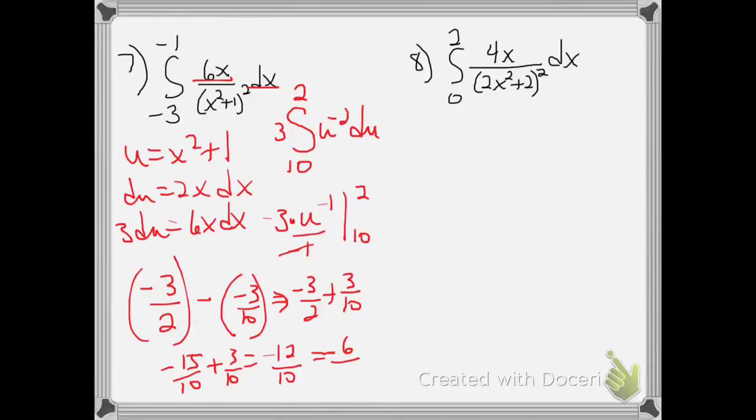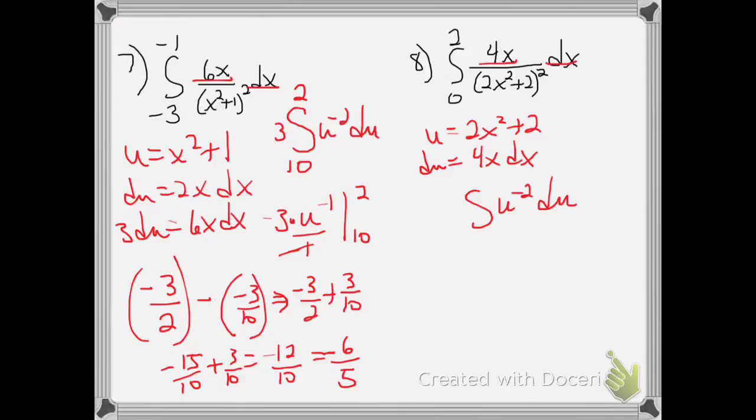And the last one, 8, I'm going to let u be 2x squared plus 2. So du will equal 4x dx. Complete match, I'm good to go. So 1 over u squared, so I'm basically integrating u to the negative 2 du. Plug 0 in here for x, and I'm going to get 2. Plug in 2, and I'm going to get 4 times 2 is 8, plus 2 is 10.